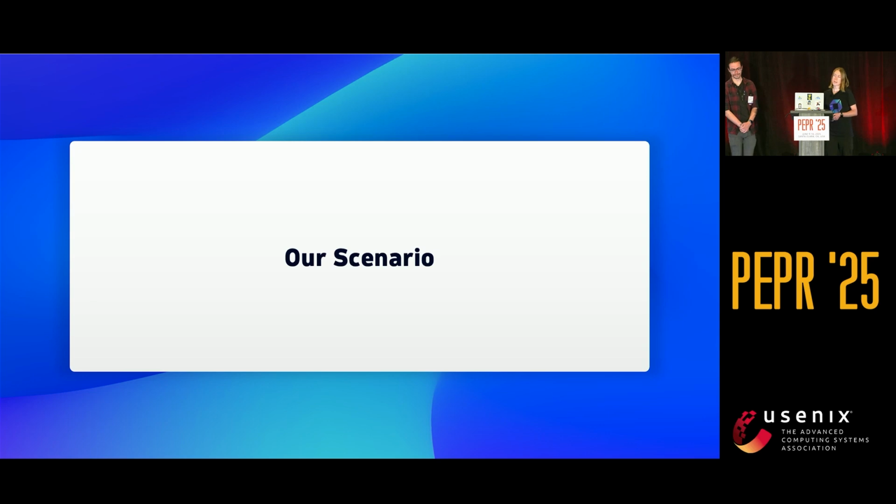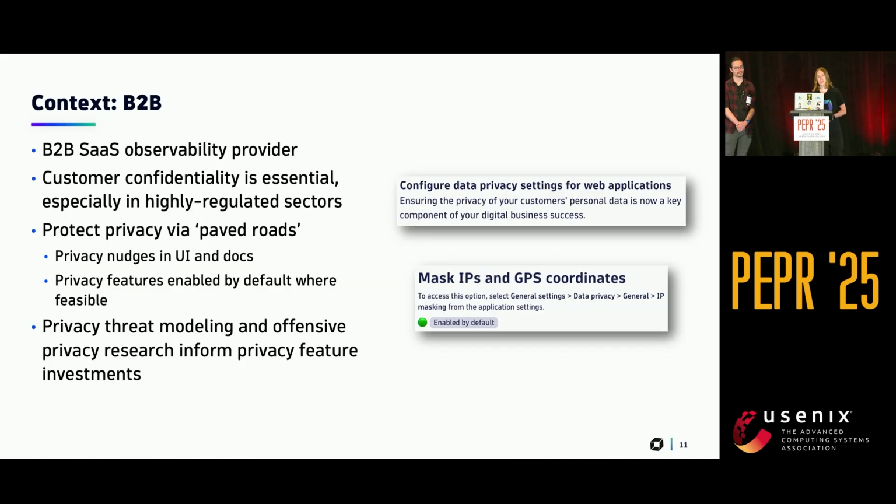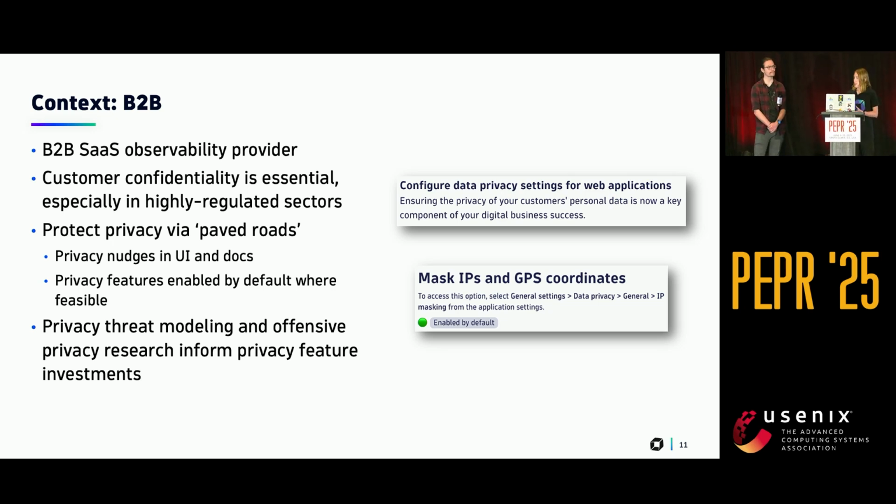Thanks, Patrick. So let's dig into this malicious user scenario a bit further. First off, why are we thinking about it? Well, we're a business-to-business provider. We want to protect privacy, but we don't decide how RUM gets used and what data is collected with it. Our customers decide that. And customer confidentiality is essential. We've got customers in highly regulated sectors, such as government and healthcare. So we can't be looking over their shoulders to audit their use cases and tell them how to protect privacy in their specific use case.